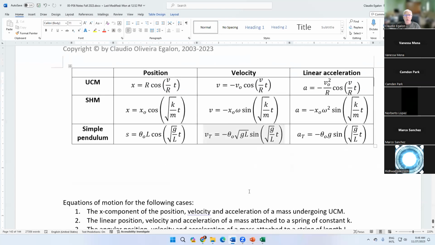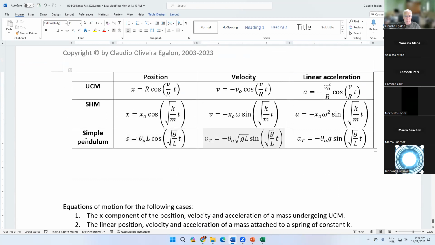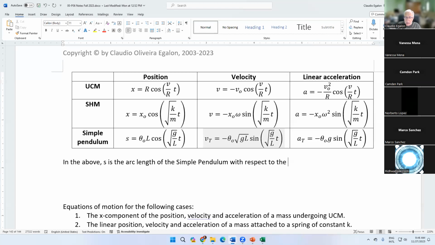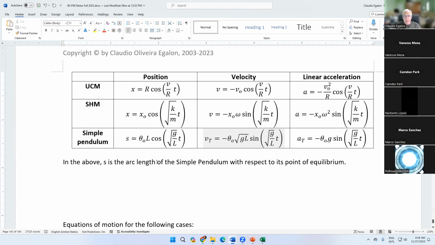Here in this case, instead of putting the angular position of the pendulum, I wrote down the parameter S, which is the arc length. In the above, S is the arc length of the simple pendulum with respect to its point of equilibrium. Okay? Point of equilibrium.